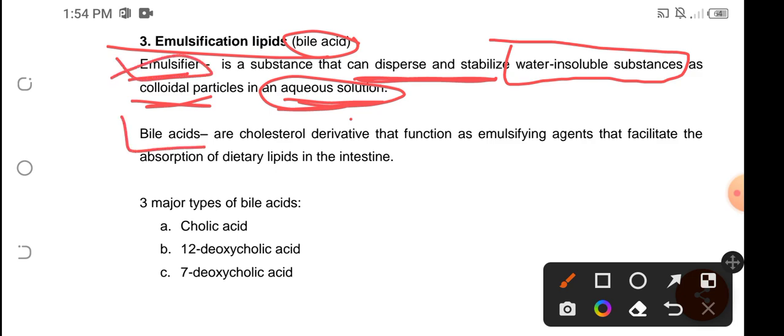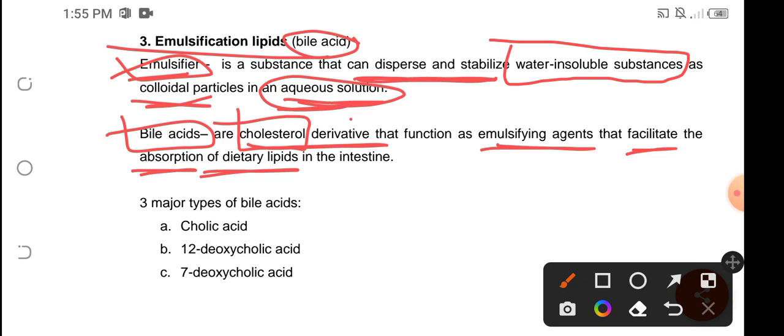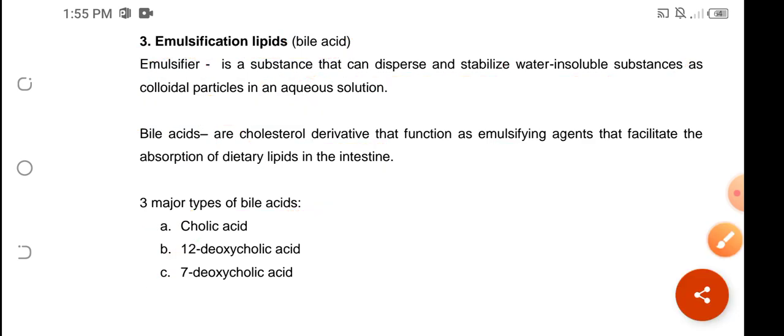Okay? Now, bile acid is an emulsifier, so that it is a cholesterol derivative. So, meron siyang cholesterol. Para sila ng structure ni cholesterol. And act as an emulsifying agent that facilitates the absorption of the dietary lipids in the intestine. Okay? So, yung mga kinakain nating fats and oils would be absorbed and emulsified in the intestine. Okay, and we have three types of bile acid. We have the cholic acid, 12-deoxycholic acid, and 7-deoxycholic acid.